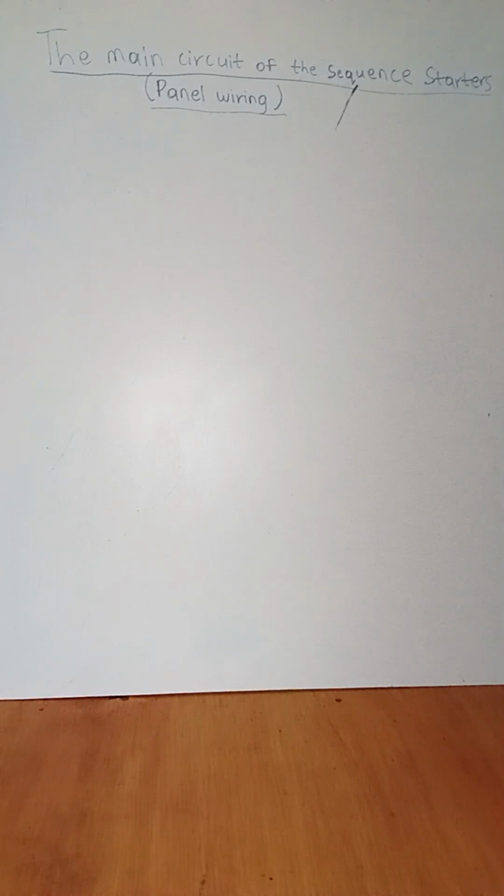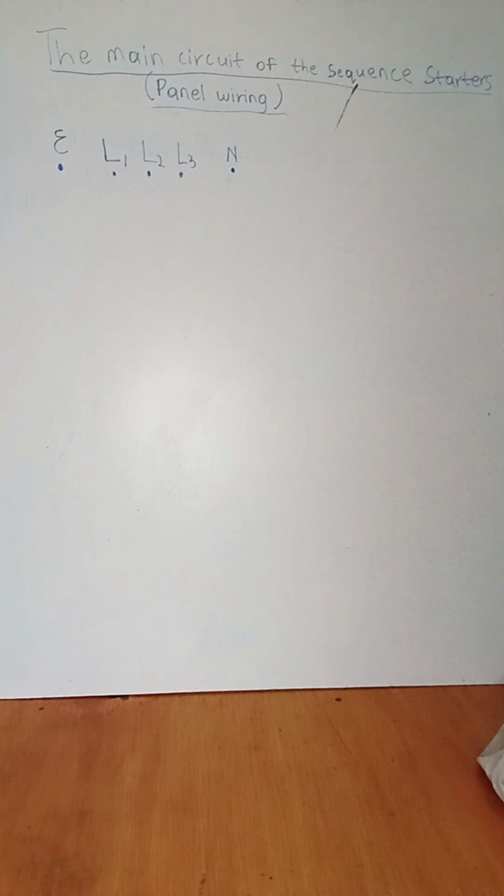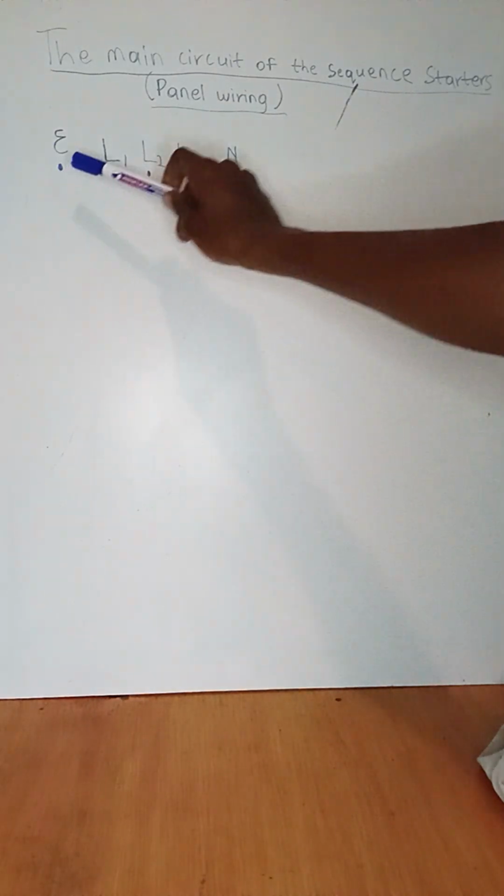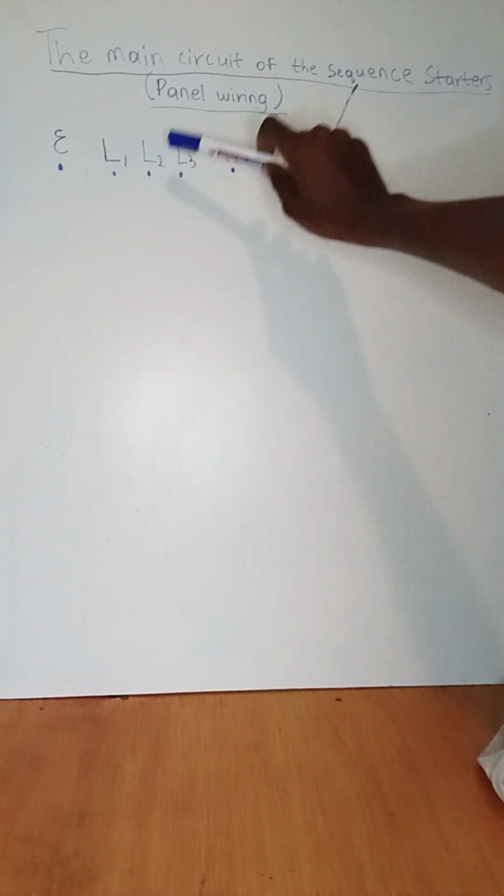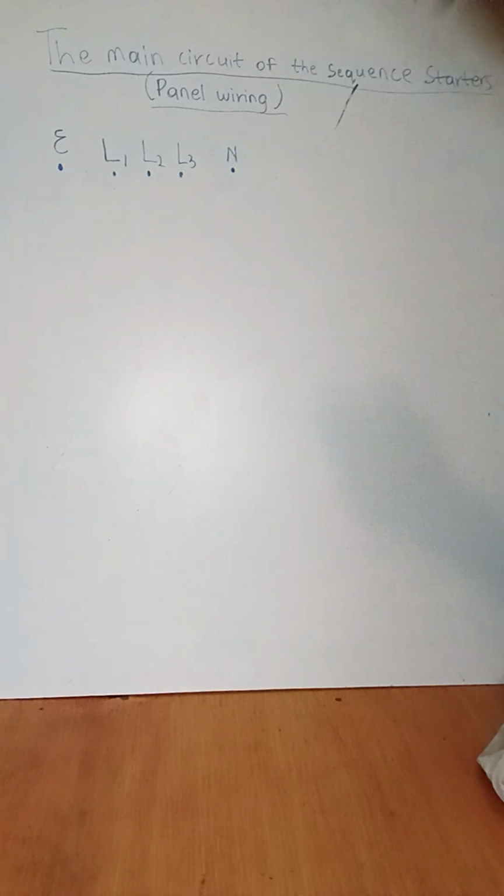So right now I'll start with our supply voltage to the main circuit of the sequence starter, which will be the three-phase supply voltage. Right, there is our three-phase supply voltage. It has S, live 1, live 2, live 3, and also our neutral. So our three-phase supply voltage will be connected to our main circuit of the sequence starter.